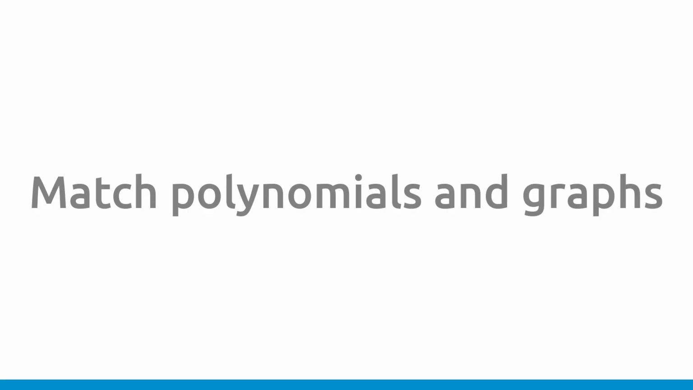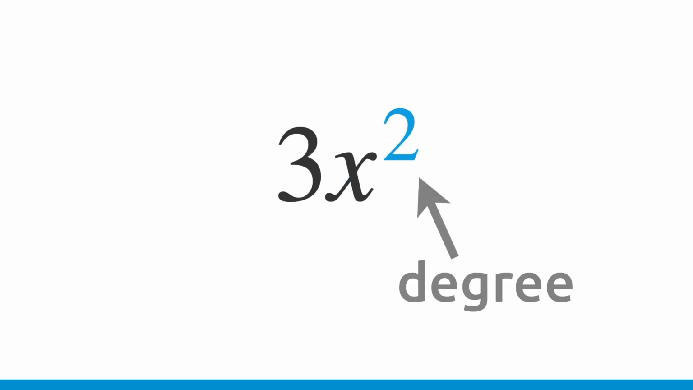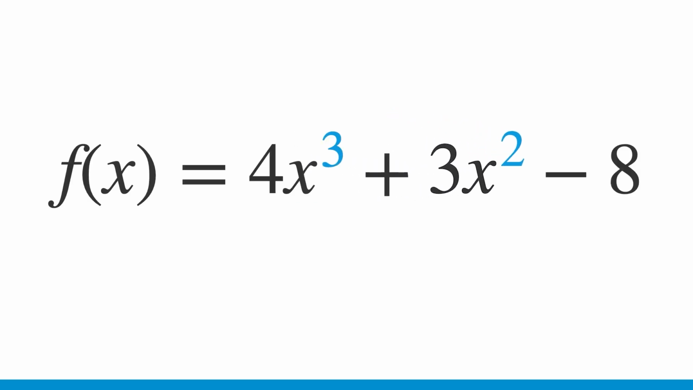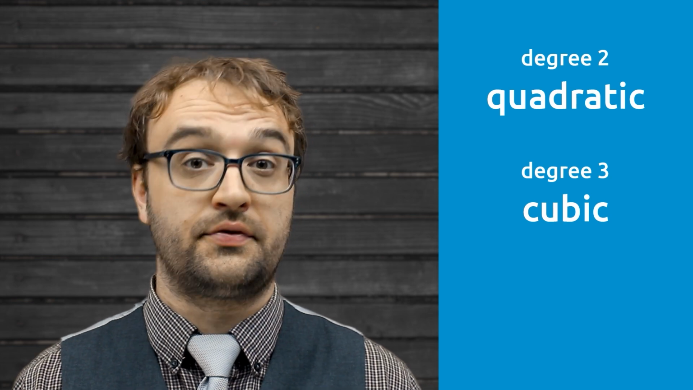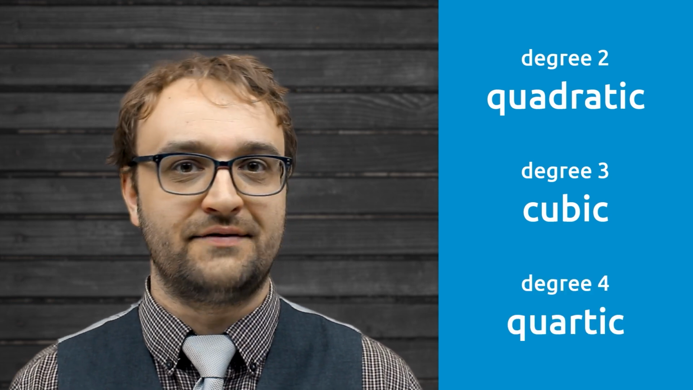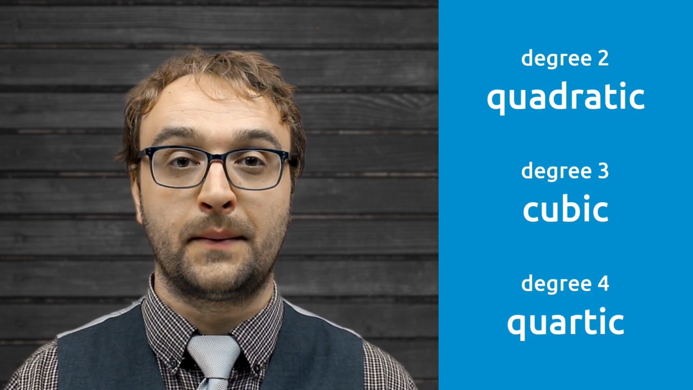Let's match polynomials and graphs. But first, a reminder on how to classify polynomials. Each term in a polynomial has a degree, the exponent on its variable. To find the degree of a polynomial, find the term with the largest degree. A polynomial is quadratic if it has a degree of 2, cubic if it has a degree of 3, and quartic if it has a degree of 4.